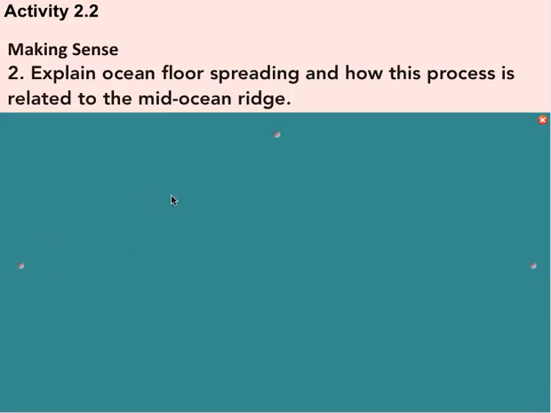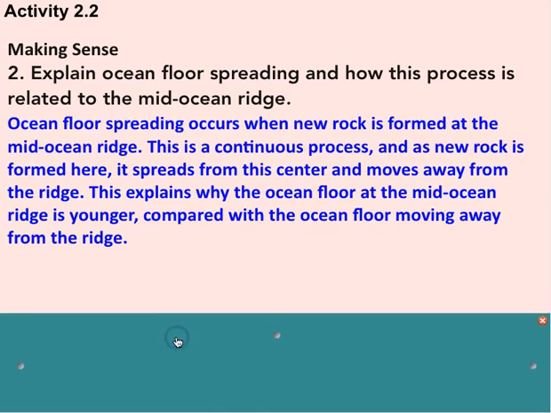Explain ocean floor spreading and how this process is related to the mid-ocean ridges. Well, ocean floor spreading occurs when new rock is formed at the mid-ocean ridge. This is a continuous process, and as new rock is formed here, it spreads from the center and moves away from the ridge. This explains why the ocean floor at the mid-ocean ridge is younger compared with the ocean floor moving away from the ridge.